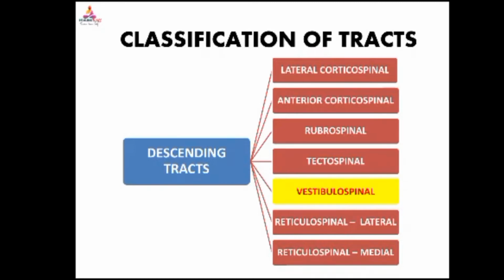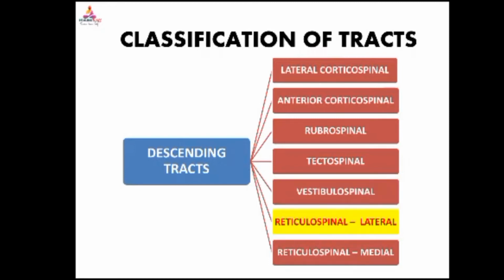Next is the vestibulospinal tract. It's located in the anterior white column. It originates from the vestibular nucleus, then terminates at the anterior horn cell of the spinal cord. Function is unconscious maintenance of posture and balance.